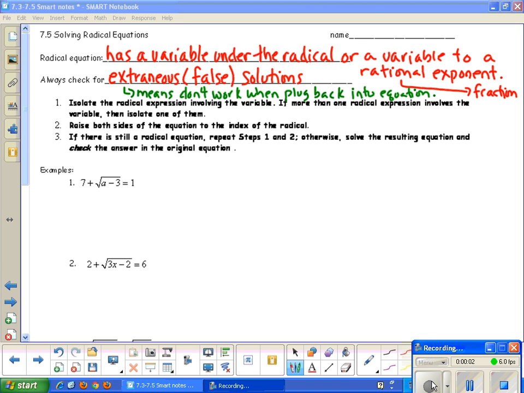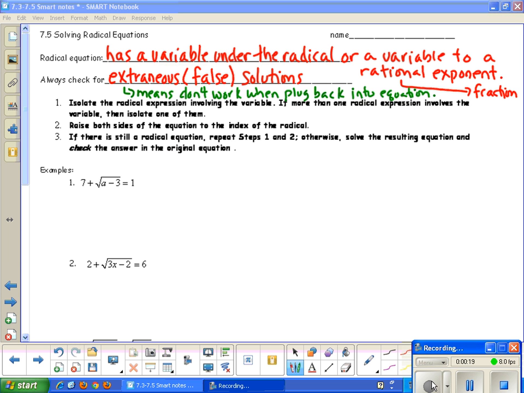Section 7.5, solving radical equations. A radical equation has a variable underneath a radical or a variable to a rational exponent. And remember, a rational number is a number that can be written as a fraction. Always check for extraneous, which means false, solutions.